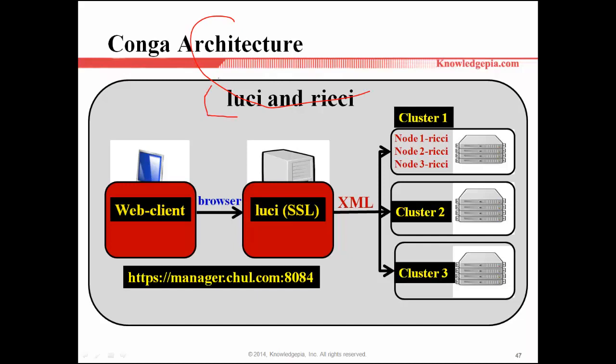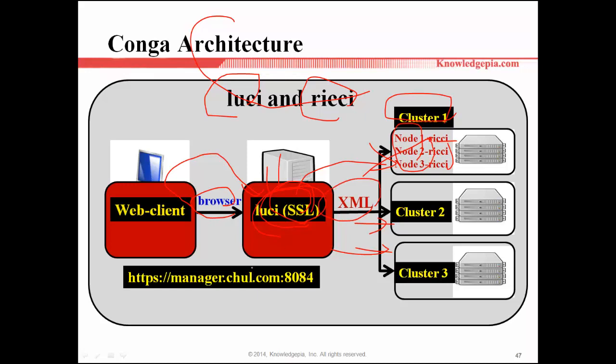So this is the architecture of Conga. Conga has two applications, Luci and Ricci. Luci must be running in the management system, based on SSL, and Ricci must be running in each cluster node inside the cluster. So if the client accesses Luci using a browser, then it can control this kind of cluster node. And Luci will communicate with Ricci using XML. If we want to access Luci, normally we use the HTTPS protocol, your host name or IP address, and Luci will use port number 8084 as the default. But anytime you can change this port number according to your configuration.